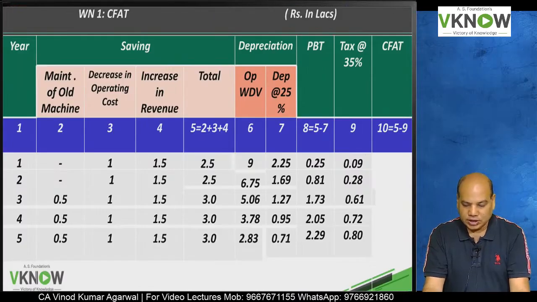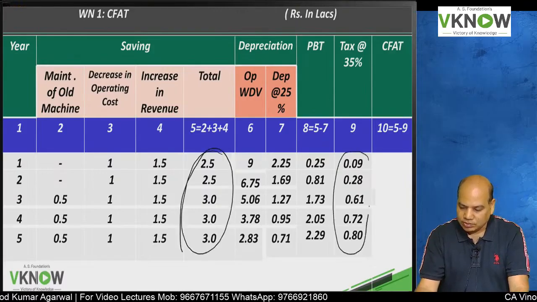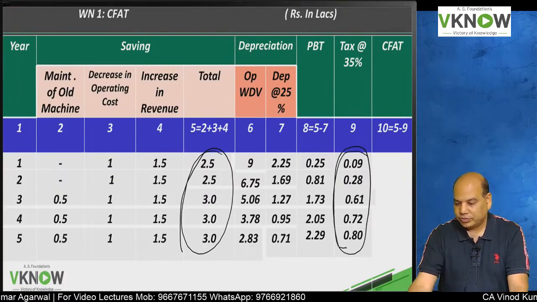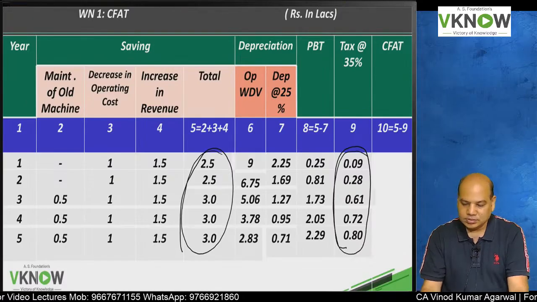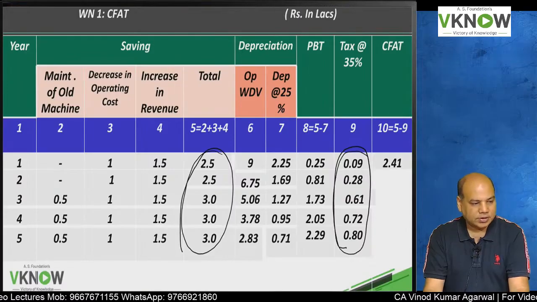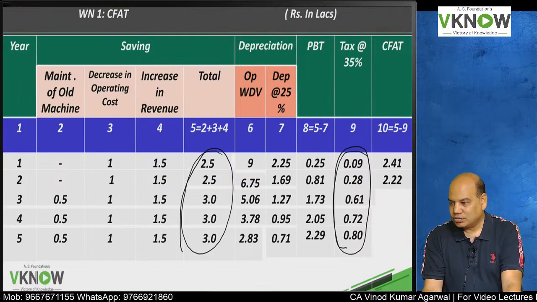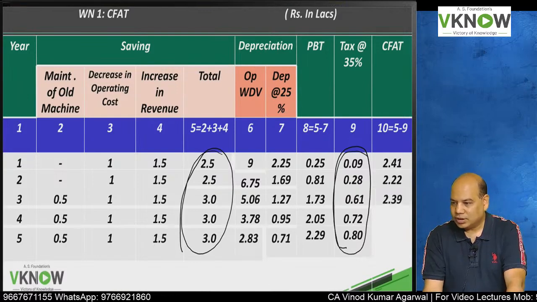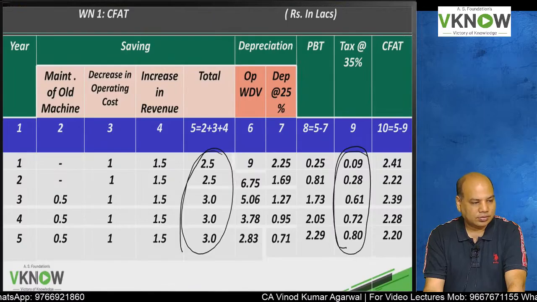CFAT. CFAT would be column number 5, which is cash inflow, minus column number 9, which is tax outflow. So write down CFAT: 2.41, 2.22, 2.39, 2.28 and 2.20.